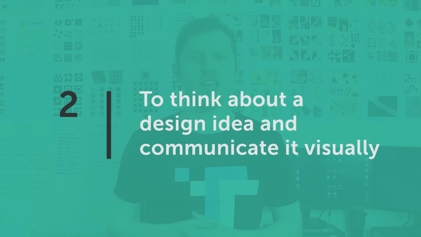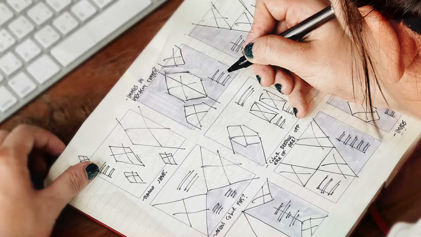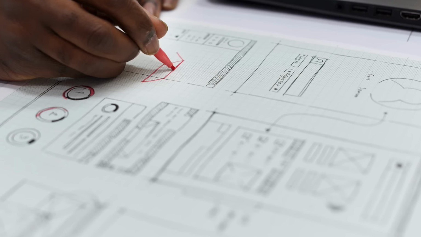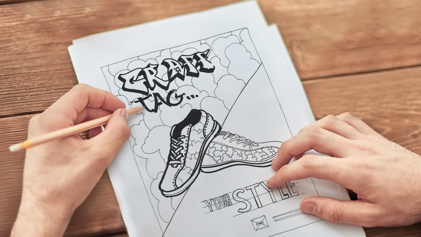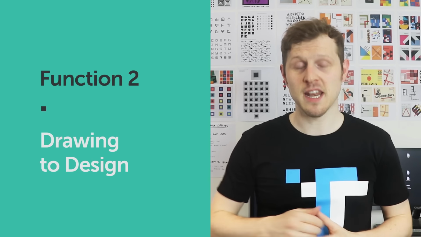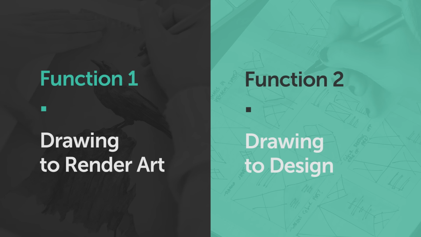The next function, to think about a design idea and communicate it visually. If you're conceptualizing design ideas, perhaps for logo designs, magazine layouts, storyboards, web layouts or advertisement posters, you will require a certain degree of skill in sketching. And if you are presenting design direction for other creatives to follow, you will require skill in scamping, also referred to as drafting. So for function 2, let's call this drawing to design. So two functions there, drawing to render art and drawing to design.